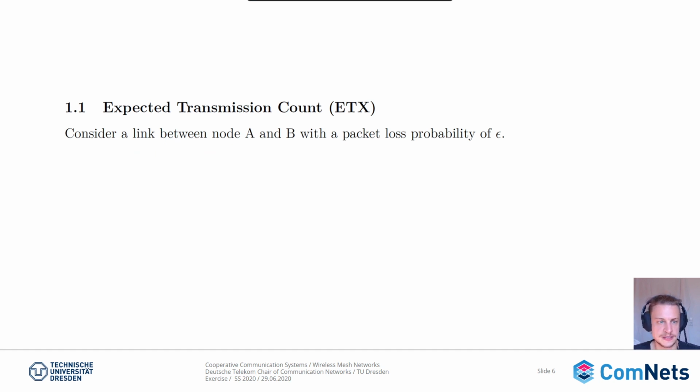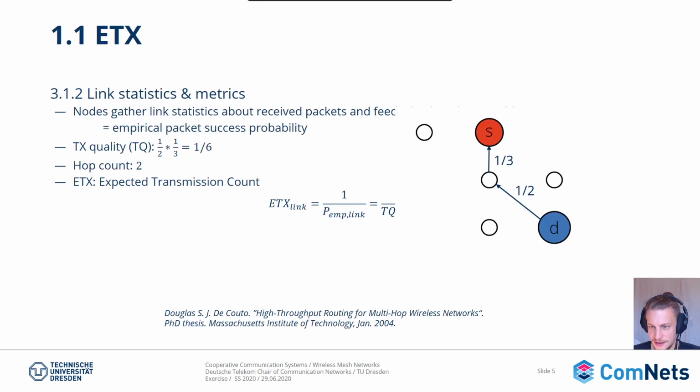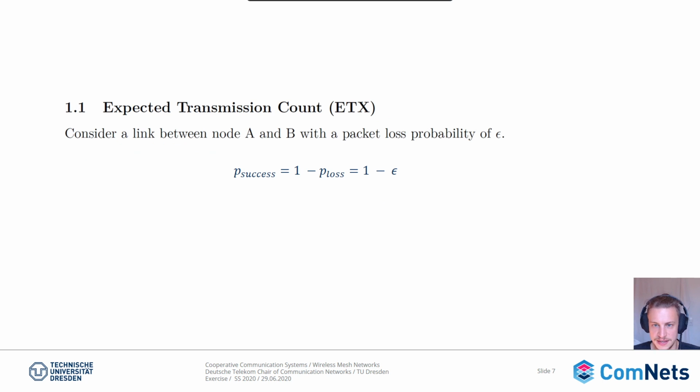So let's start with the first task. The setting is at first to have a link between the nodes A and B and have a packet loss probability of epsilon. So I put packet success probabilities onto the arrows very often. In this exercise we'll use packet loss probabilities denoted if you see graphs. Just beware of the difference in the exam.